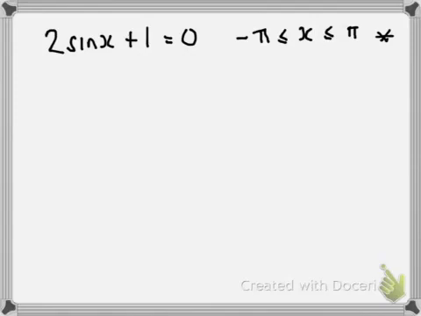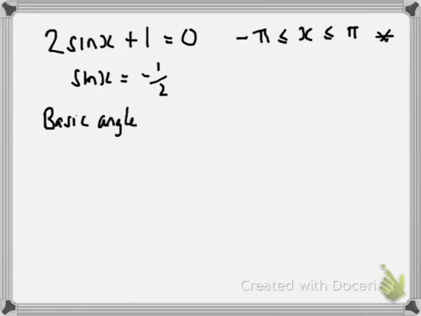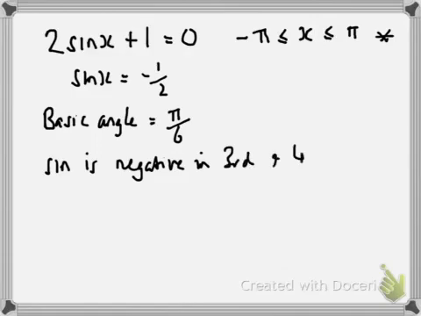Alright, so first things first, let's fix this up. It's going to be sine x equals negative a half. So our basic angle here, remember we ignore the negative to get the basic angle, we're just looking for angles that have a sine value of a half, and we might be getting to know by now that that angle is pi on 6, 30 degrees. Alright, what quadrant are we in? Sine is negative in third and fourth quadrants.